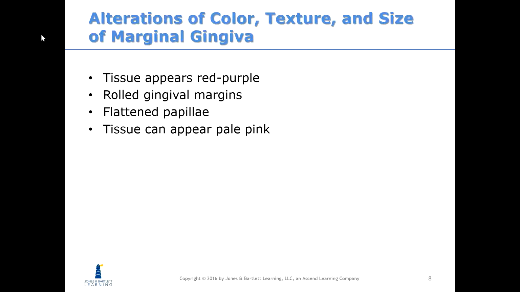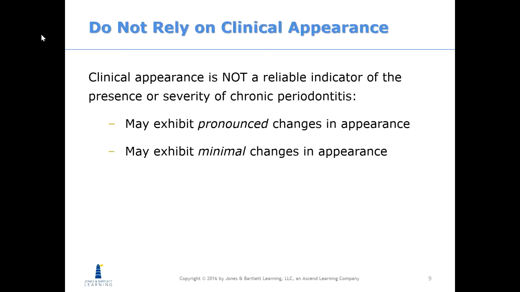And we also know that there are alterations in the color, texture, and size of the gingival margin. The color will appear reddish purplish, or on the other end of it, it'll appear very pink. We will have changes in the gingival margins. They'll appear rolled, and then we may also see some flattened papilla.